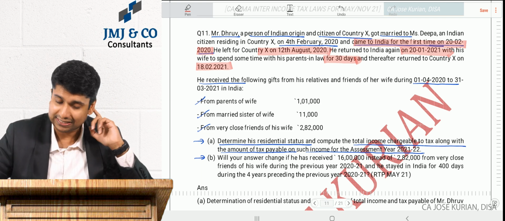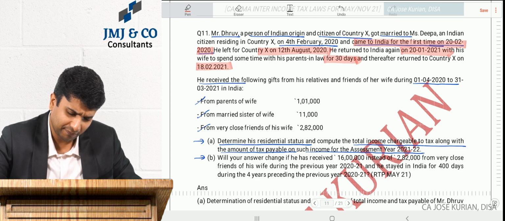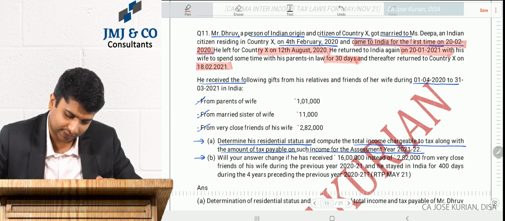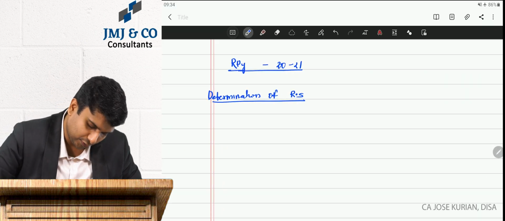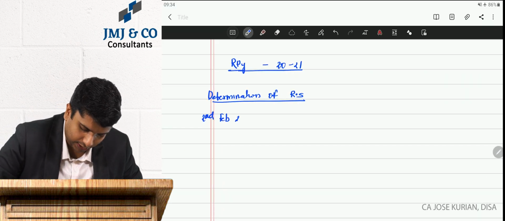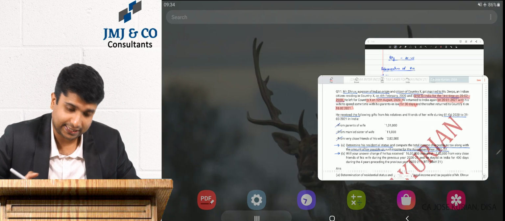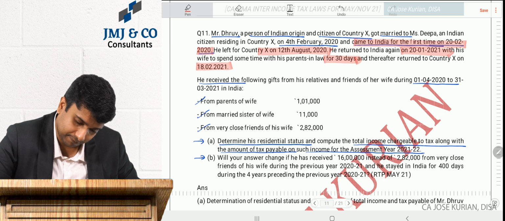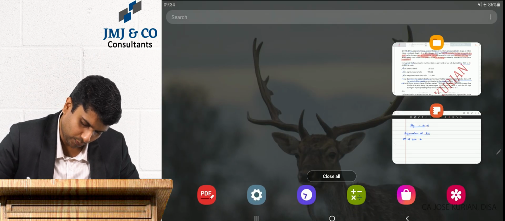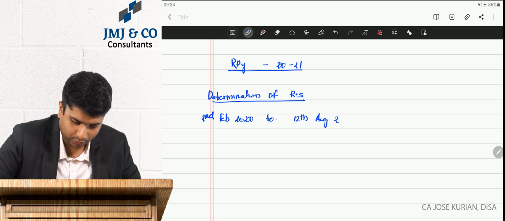And now, by using these conditions, let's compute the days of stay in India. So from 2nd February 2020 to 12th August is the first period of stay. So from 2nd February 2020 to which date, friends? It is 12th August 2020.